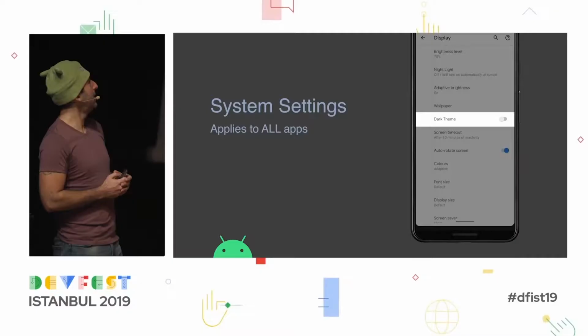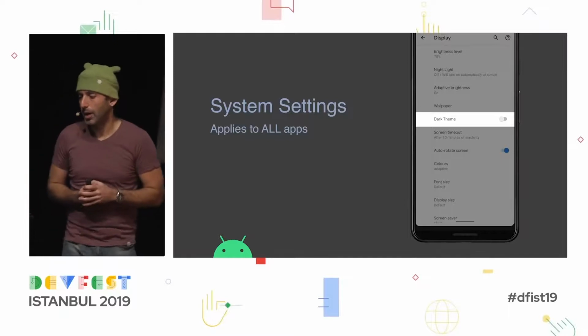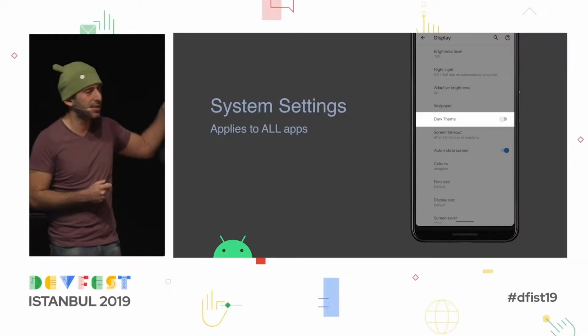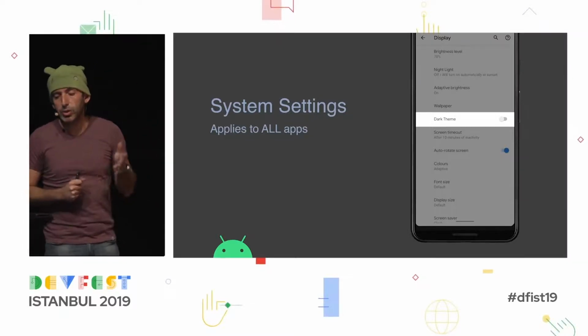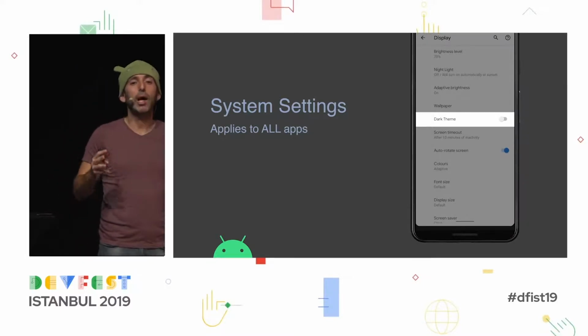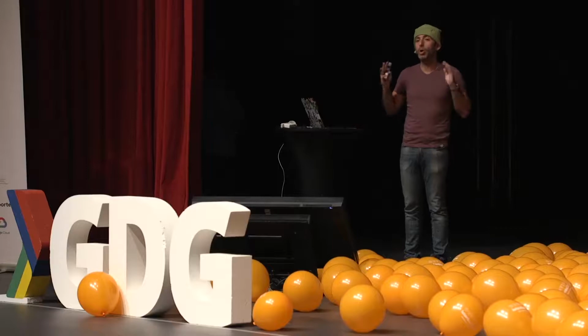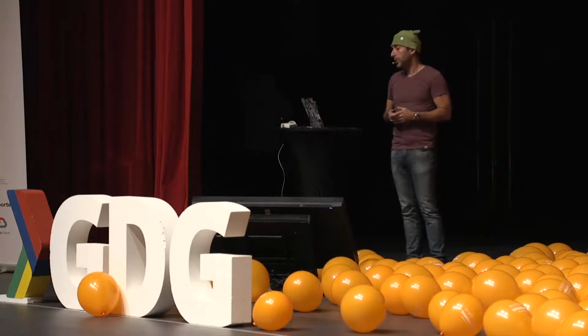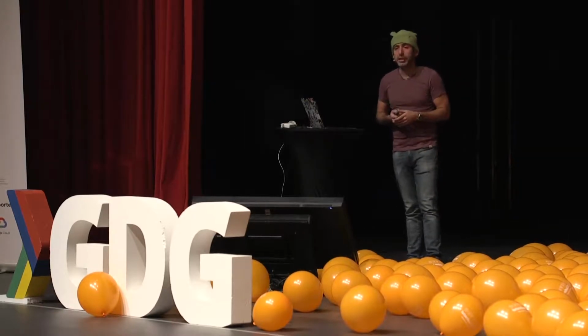Next, dark theme. Let's see if the slides were good. Cool. I had some issues with dark slides before. So with Android 10, dark theme is a system-wide setting. It doesn't apply only to the system, but to all apps. Which means your users will expect to see dark apps if they switch to dark theme.